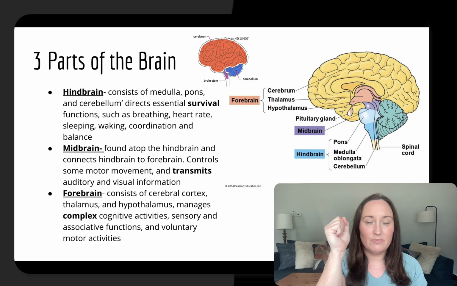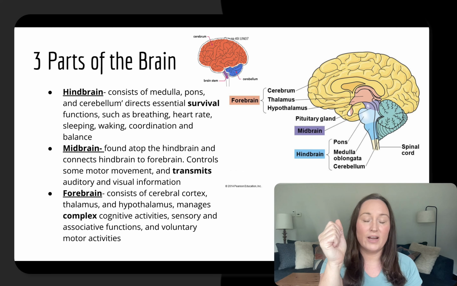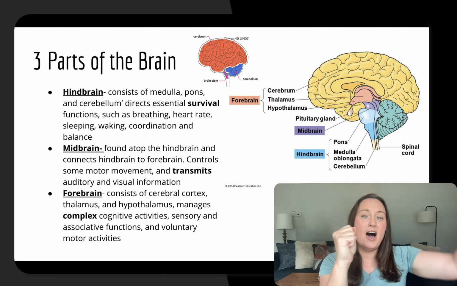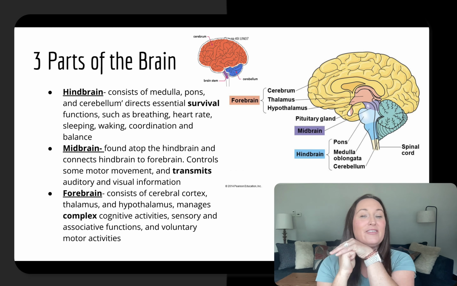The oldest part of the brain, the innermost part of the brain, the center of the Tootsie Roll Pop, is the hindbrain. As it is the oldest part of the brain, it is essential for survival. So the hindbrain houses the parts of the brain that help us with breathing and heart rate and being conscious and not in a coma. Okay, hindbrain.